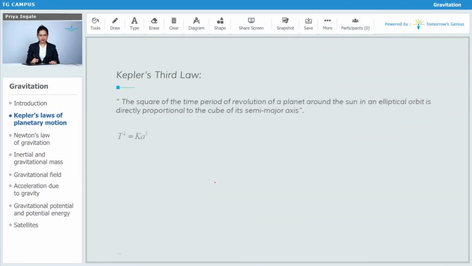Let us see Kepler's third law. This is a statement: the square of the time period of revolution of a planet around the sun in an elliptical orbit is directly proportional to the cube of its semi-major axis. Right, so here we have seen that the planets are revolving around the sun in an elliptical orbit.